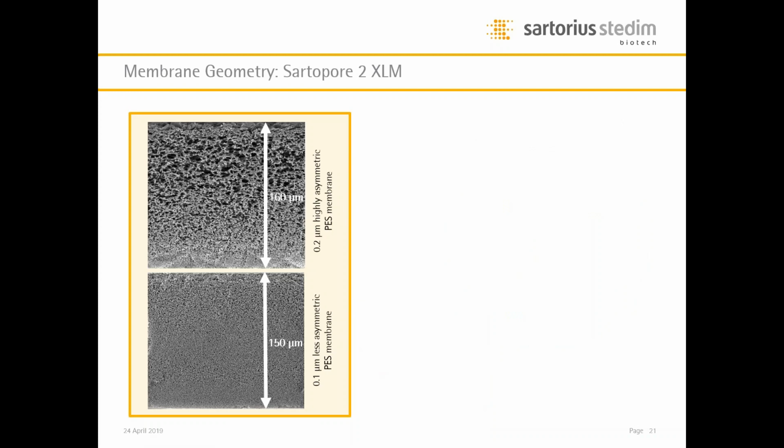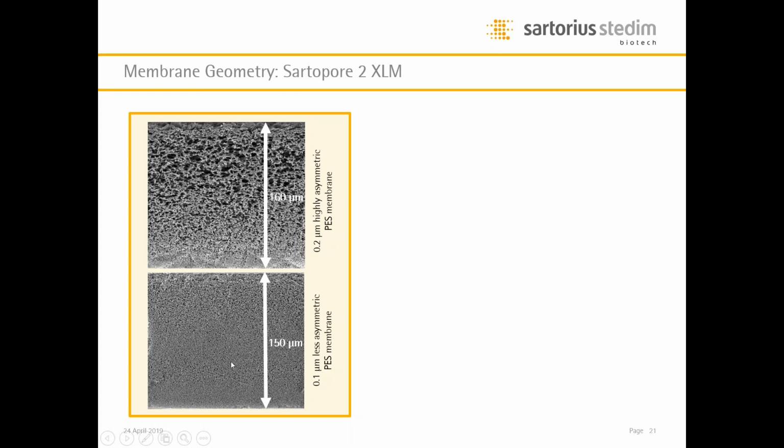So here's now an example of a membrane. When we talk about membrane geometry, I explained the heterogeneous double layer. I explained the asymmetric structure of the membrane. And this is now here for a real product, which we call Sandle 2XLM. This is the first layer of the membrane, it has a thickness of 160 micron, plus minus. It's a 0.2 micron, highly asymmetric PS membrane. It's the first layer, and as I mentioned before, it has the function to protect the final layer. So highly asymmetric. It's followed by a 0.1 micron, less asymmetric PS membrane.